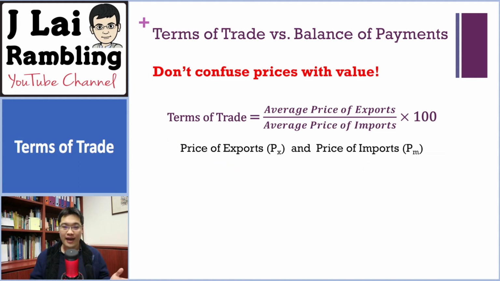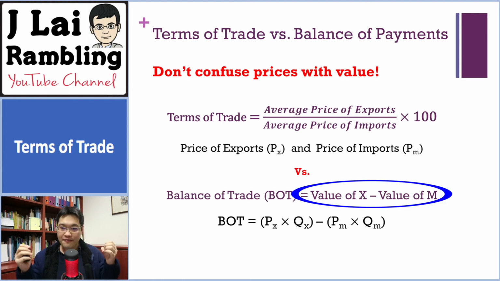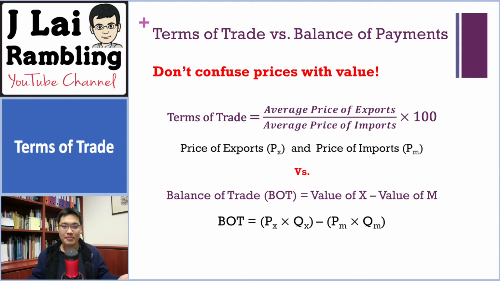And on the other hand, balance of payments is about the balance of trade, which is the value of exports minus the value of imports. It is easier to understand the distinction when we look at the formula, because the price of exports is only PX, price of imports is PM, whereas for the balance of trade, the value of exports is PX multiplied by QX, the quantity of exports, and the value of imports is the price of imports, PM, multiplied by QM.